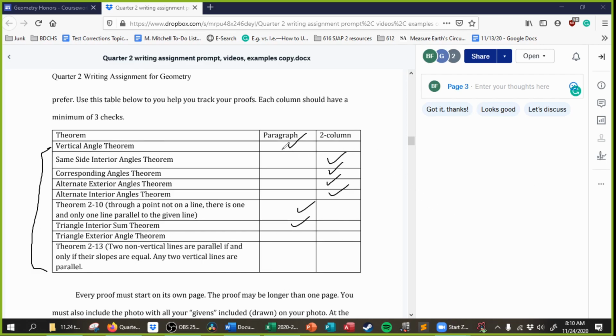Just make sure you have at least 3 check boxes in each column. So 3 here. So let's put minimum. And then everything else is up to you guys and how you want to do it. But any questions on how you know if you have everything here that you should have? A minimum of 3 each, but you can do 3 paragraph and then 6 2-column. That's all the requirements satisfied.